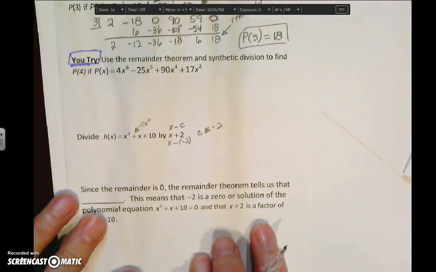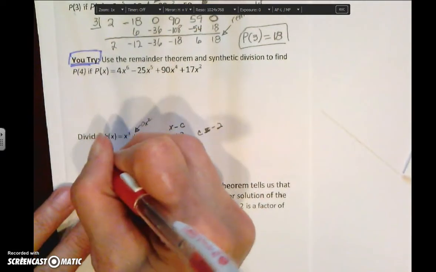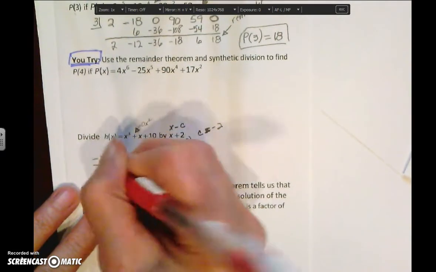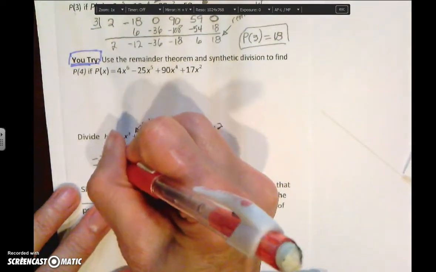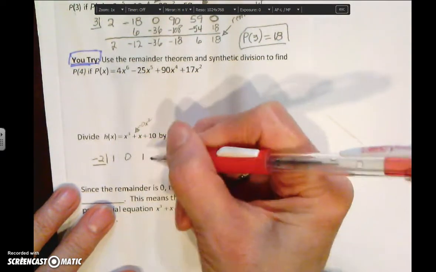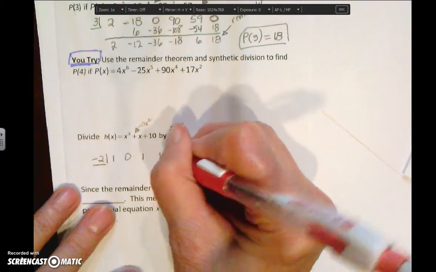Negative 2 right there. So when I come over here to do my synthetic division, negative 2 goes in the box for my divisor. Then I'll have a 1, a 0 for the x squared, a 1 for the x, and then a 10.